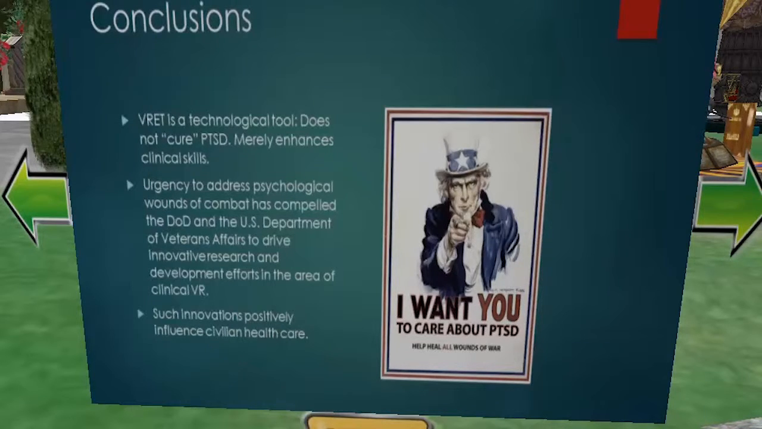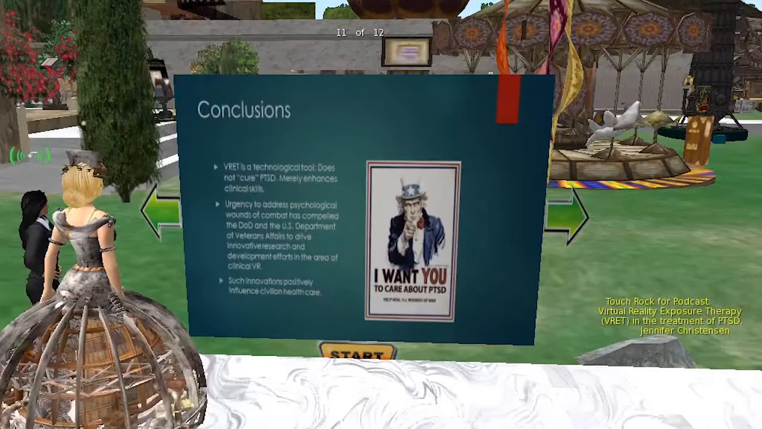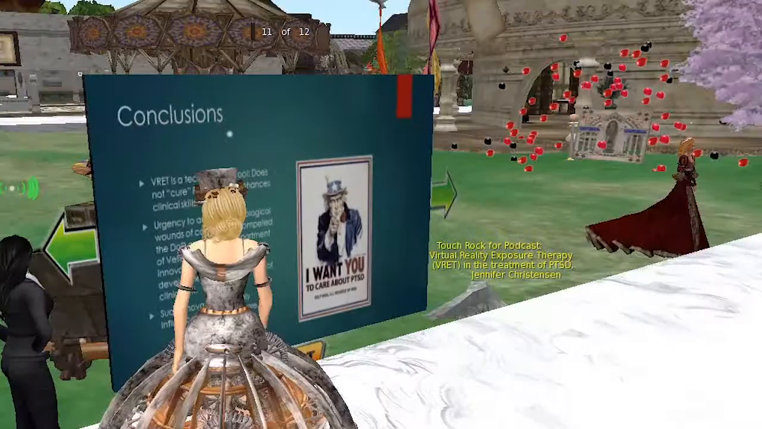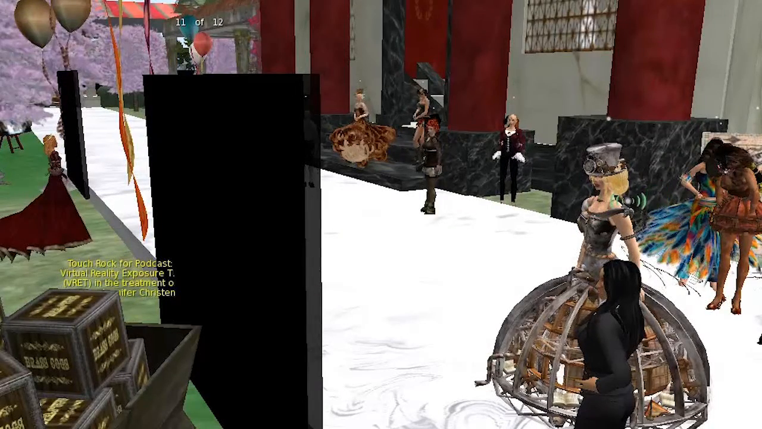As encouraging as these results are, however, VRET technology is still in its early stages and is wholly dependent upon continued positive efficacy results and cost-benefit analysis. However, support by the Department of Defense and the Department of Veterans Affairs is encouraging and reflects the sense of urgency to address the psychological wounds of war. After all, history has demonstrated that innovations in military healthcare positively influence civilian healthcare.